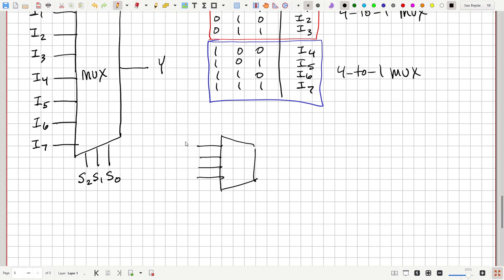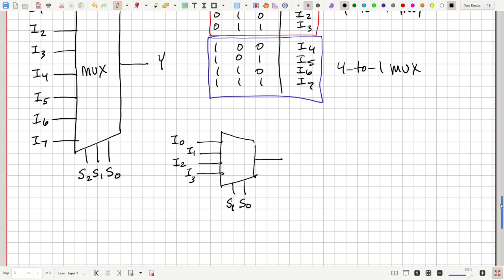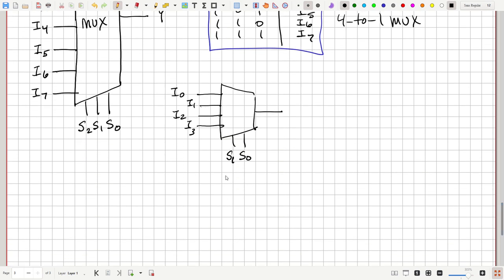Okay, so here's I0. Let me space them out a little bit. I0, I1, I2, and I3. Got an output there. And this is going to have now S1 and S0. Okay, so forget S2 here. This is going to just be this block here. It's going to be a 4-to-1 multiplexer. And then down here, we're going to have another similar case.